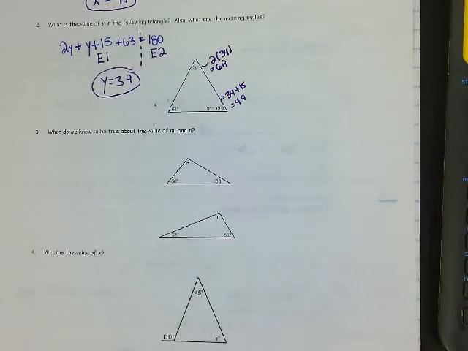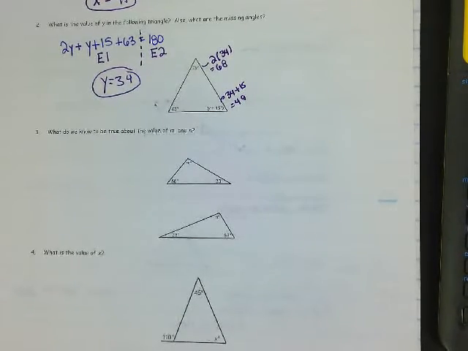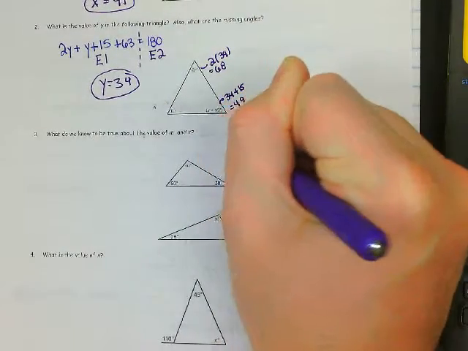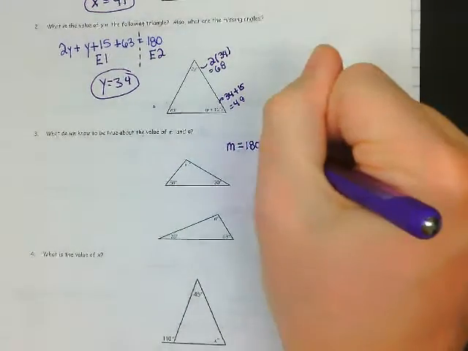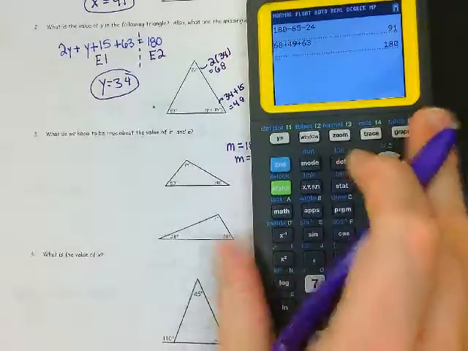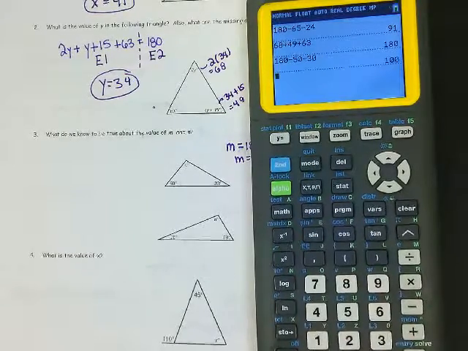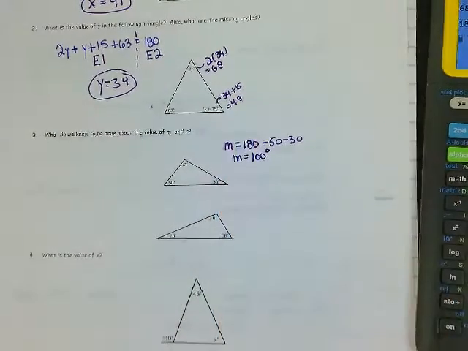So let's look at this. What do we know to be true about the value of M and N? Well, let's find out what M and N are. Now, I'm not going to use my numeric solver for this because I'm going to assume you know how to find it if you need it. But I'm going to say that M is 180 minus 50 minus 30. So I'm going to go to my calculator, do 180 minus 50 minus 30. It should get 100. Good. So M is 100 degrees.